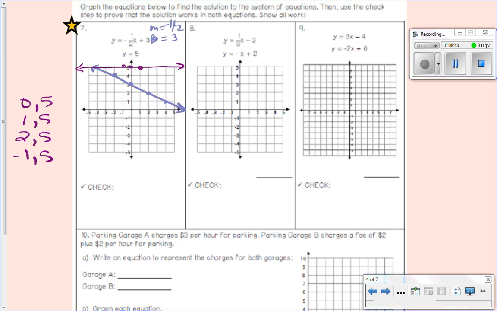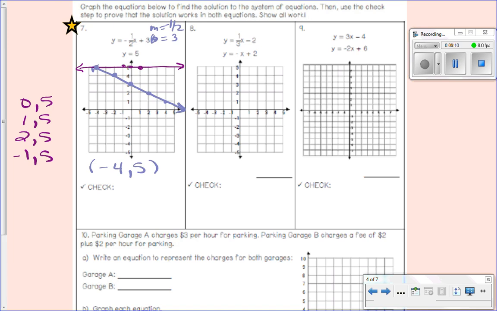Okay, so it looks like I need another point right here, right? So I need to go up 1. Are we good? So what is our point of intersection? Negative 4, 5, right? We knew our y value would be 5, right?